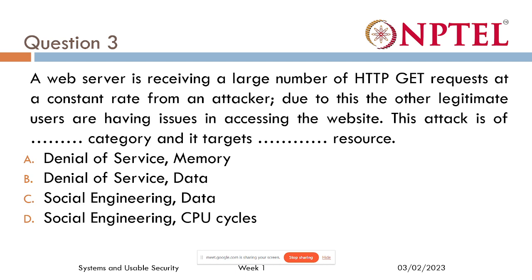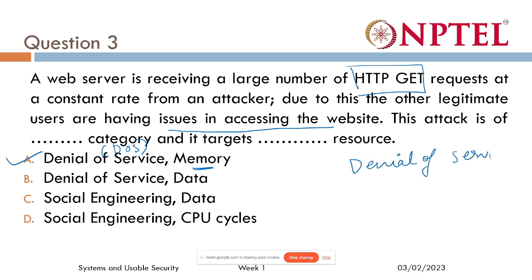So since this person has already pointed out the correct answer, I will just simply explain it. It's DOS, denial of service attack, and it is attacking the memory. Why? Because here it is saying they are having issues in accessing the website. So we know what happens in the denial of service attack. The name itself makes clear what happens. There is an attacker computer, and this is the service provider, let's say it's Google.